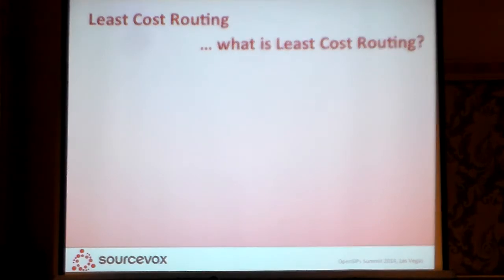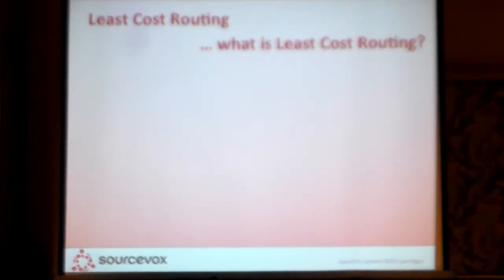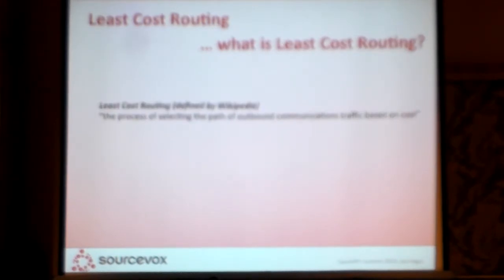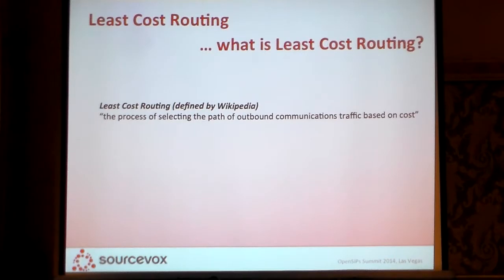The second part of the title is least cost routing, and what is least cost routing? The Wikipedia definition is the process of selecting the path of outbound communication traffic based on cost, which I suppose is accurate. The businesses that I work with usually define it as: route the call to the cheapest carrier, please. So in the example I'm going to work with today, I'm going to use the definition of route the call to the cheapest carrier, please.